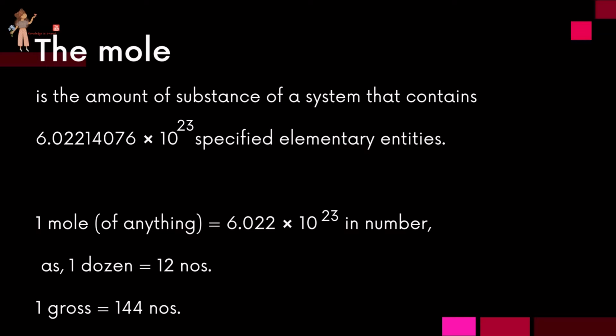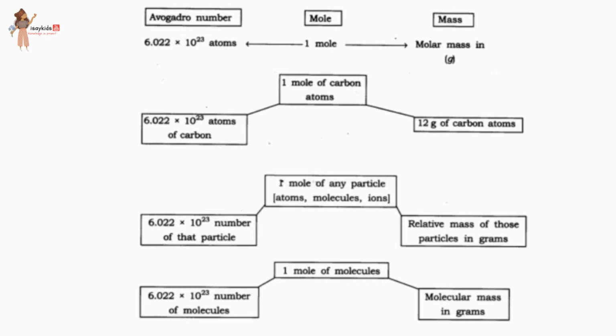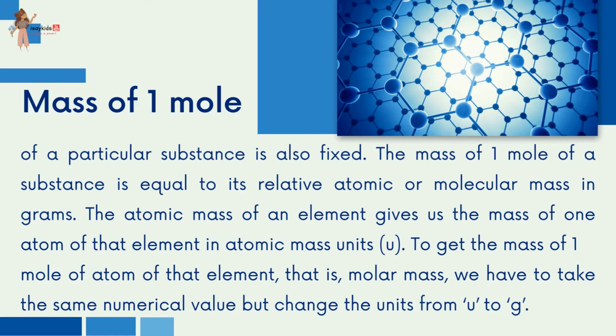1 mole of anything is 6.022 into 10 raised to the power 23 in number, as 1 dozen equals 12 numbers and 1 gross equals 144 numbers. Let's talk about the relationship between mole, Avogadro number, and mass. Besides being related to a number, a mole has one more advantage over a dozen or a gross. This advantage is that mass of 1 mole of a particular substance is also fixed.